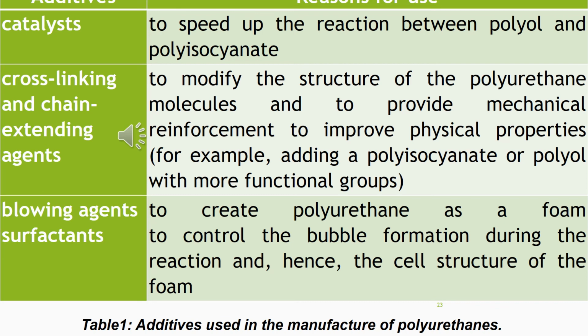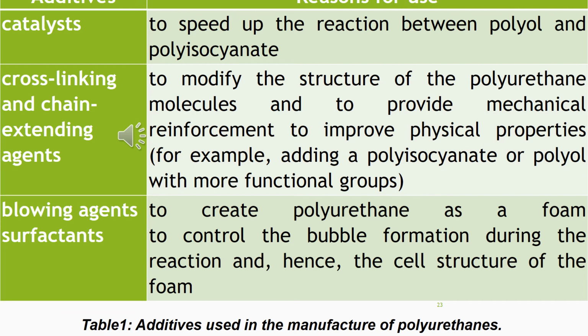Blowing agents and surfactants are added to create polyurethane as a foam, and as a foam they control the bubble formation during the reaction, and hence the cell structure of the foam. So they just make the polyurethane a foam. So the foaming controls the bubble formation, and the structure of the foam is controlled by the blowing agents or surfactants.